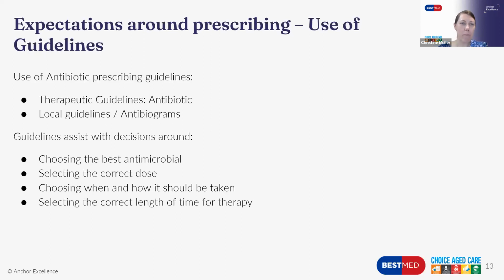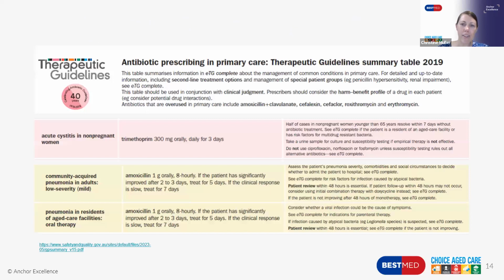So guidelines were mentioned a bit in those standards, and all our prescriptions should be directed by guidelines, both the therapeutic guidelines as well as local guidelines. So this here is actually a snippet from the therapeutic guidelines, and these should be available at the point of prescribing and can assist with decisions on the drug, the dose, and the duration.